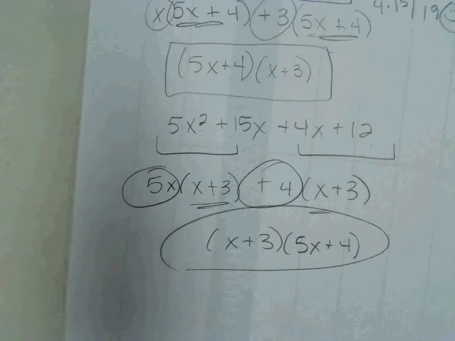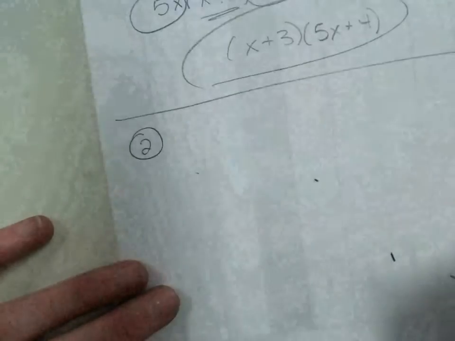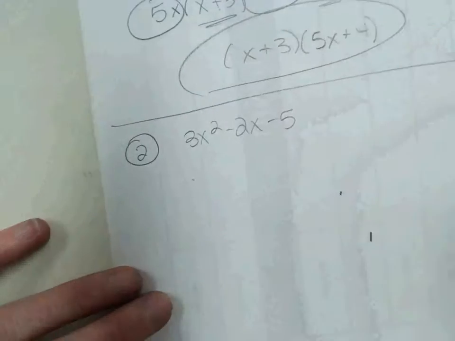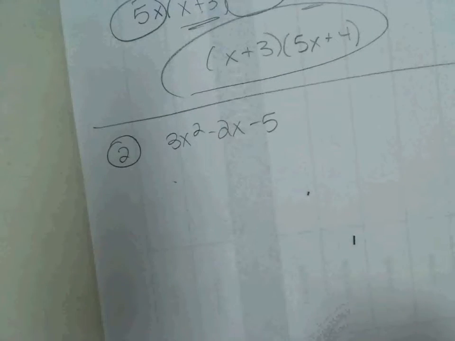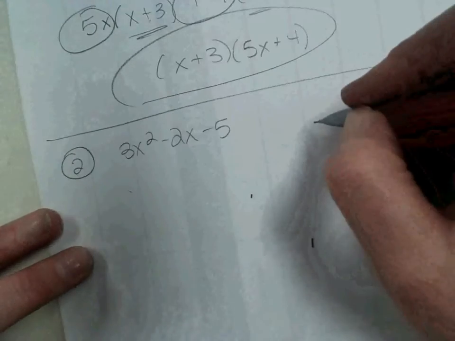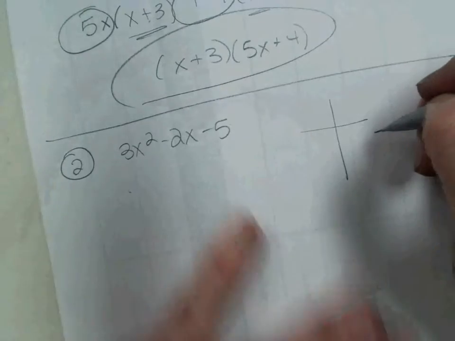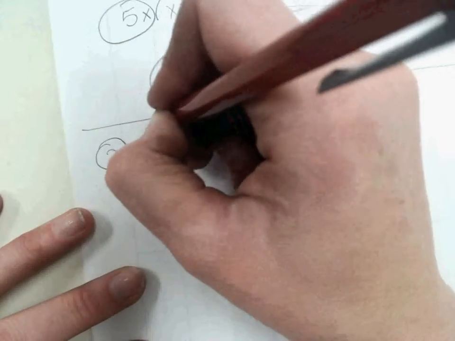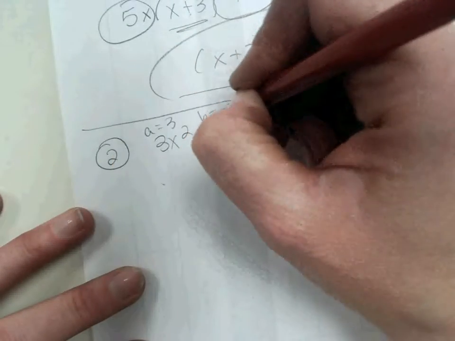Questions on question 1? Number 2, same concept. 3x squared minus 2x minus 5. What would you do first after you write it down? A, B, and C. A is 3, B is -2, C is -5.